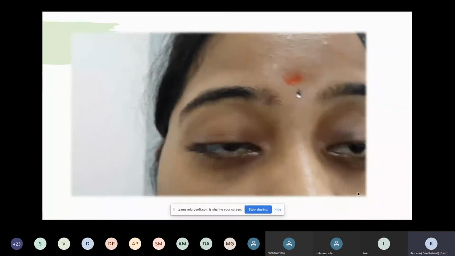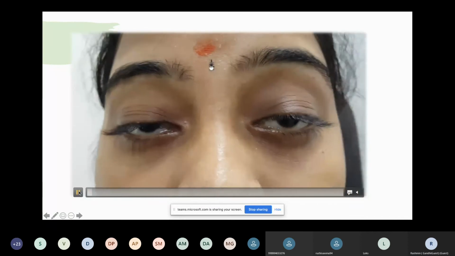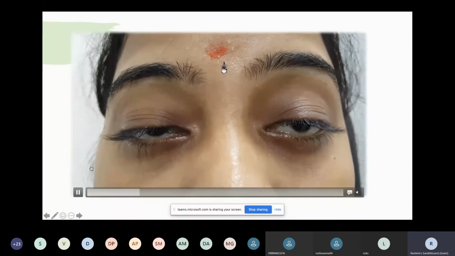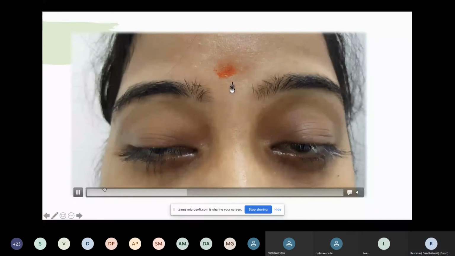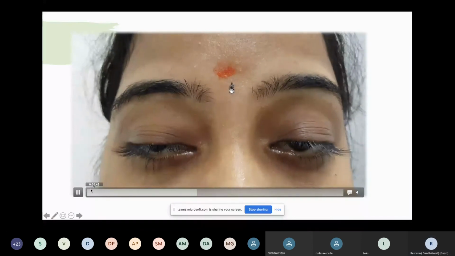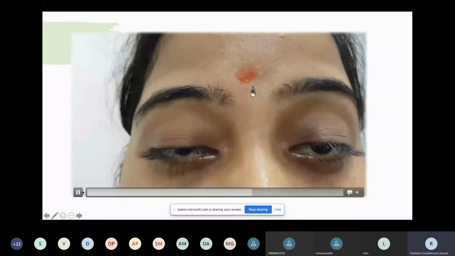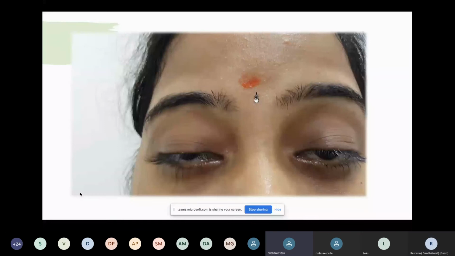What do you think is happening here? Bilateral, nearly symmetrical ptosis and very minimal movement in all gazes. And there is no lid dancing or hopping. Where do you think is the problem? So this is a classical case of CPEO. What is CPEO? Chronic progressive external ophthalmoplegia.